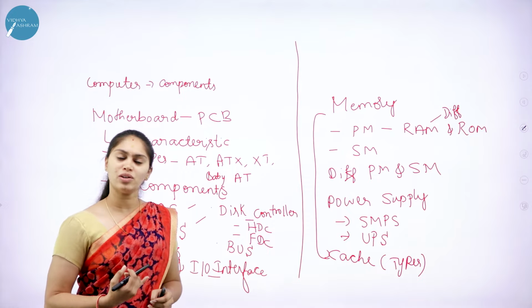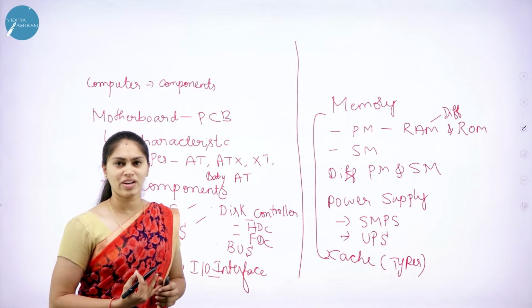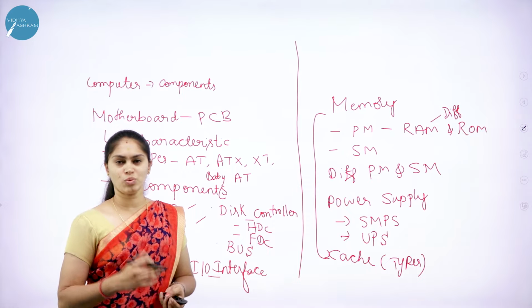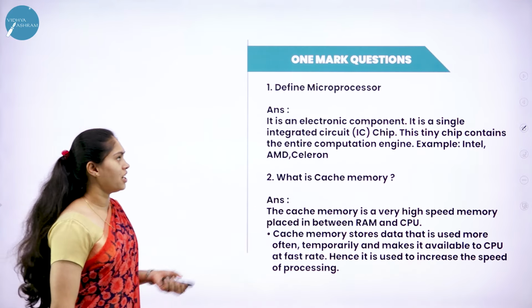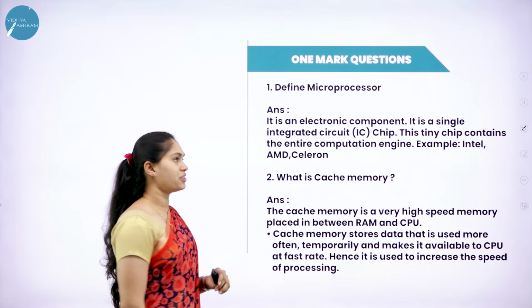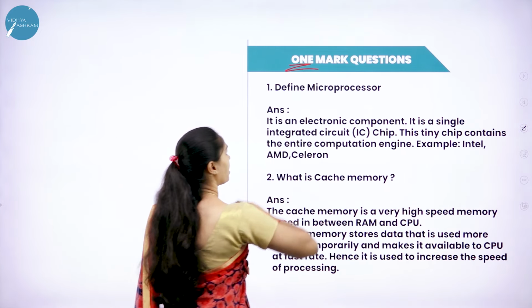You are going to get one question for 1 mark, one question for 2 marks, and one question for 3 marks. No need to worry about the 5 marks. We'll see the most frequently asked important questions from this chapter. What is the first question? That is under the 1 mark questions.